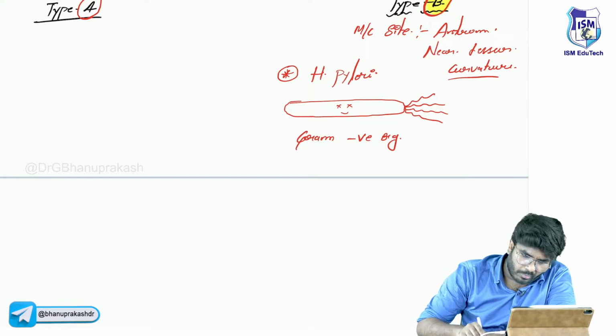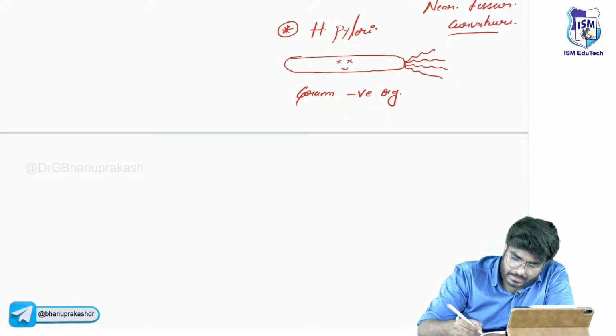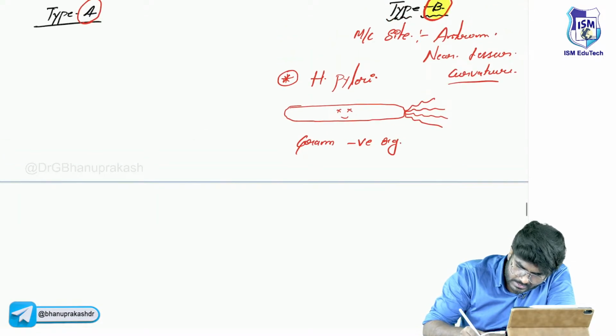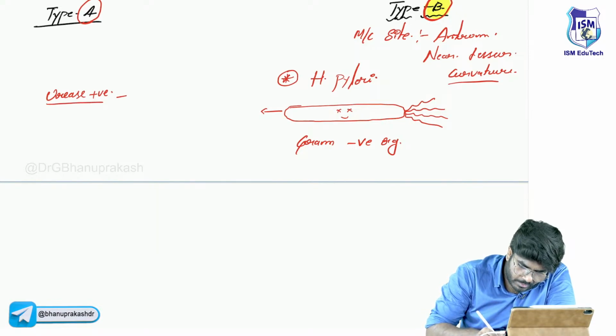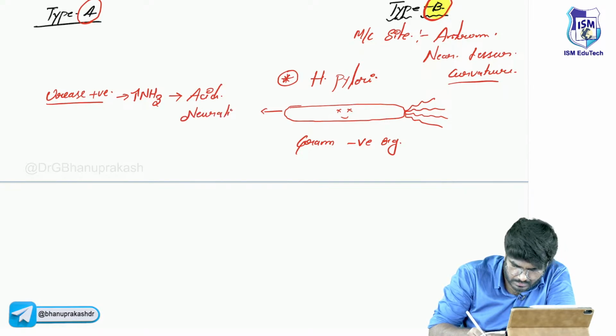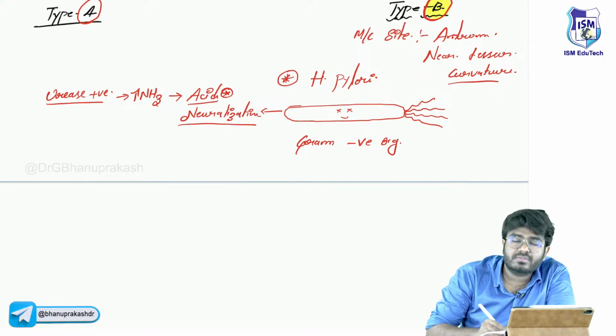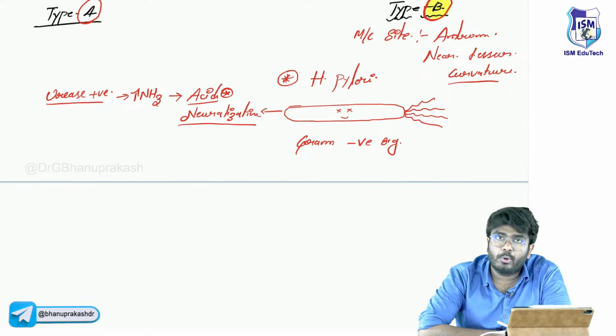Let me write the important points. This Helicobacter pylori is a urease positive organism. This urease helps in the production of ammonia, NH3. This ammonia helps in acid neutralization. Now the acid cannot do anything to this bacteria because the acid is successfully neutralized by the ammonia, because this organism is urease positive.